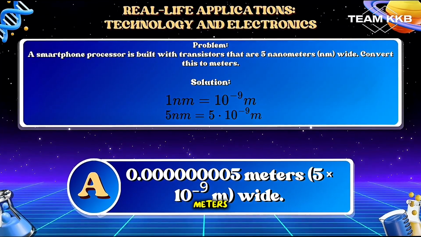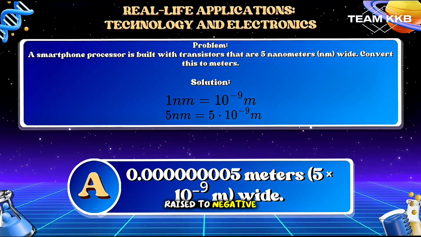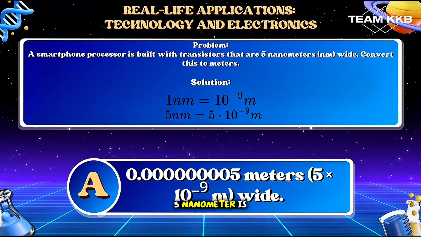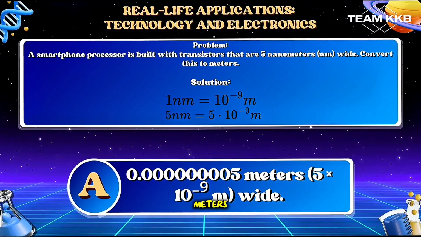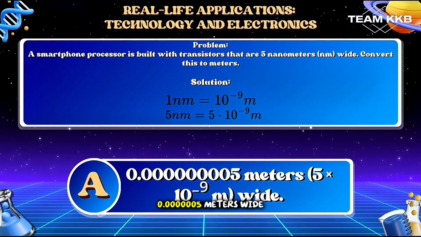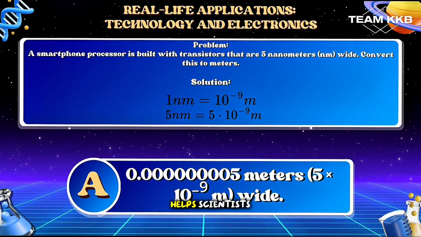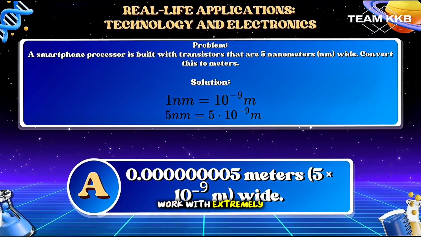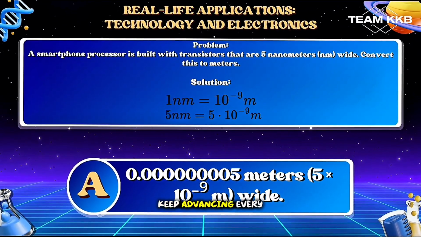Convert this to meters. 1 nanometer is equal to 10 raised to negative 9 meters. 5 nanometers is equal to 5 times 10 raised to negative 9 meters. Each transistor is 0.000000005 meters wide. This shows how the SI system helps scientists work with extremely small measurements, allowing innovation in computing and technology to keep advancing every year.